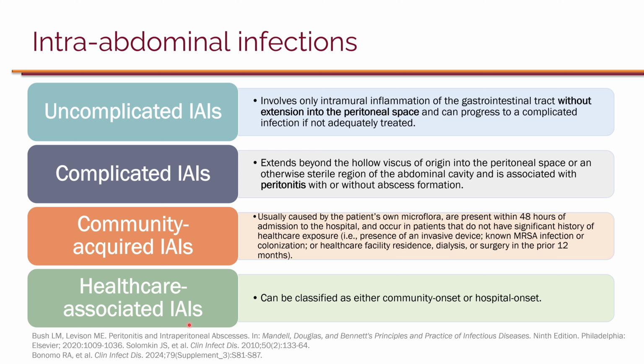Now, for healthcare-associated intra-abdominal infection, it can be classified as either community onset or hospital onset. So if it's past 48 hours into the hospitalization that it's developed, it's hospital onset. But also if it's in the community but in the setting of a healthcare facility, for example, people who routinely get dialysis or somebody who was getting surgery, those are typically community onset.